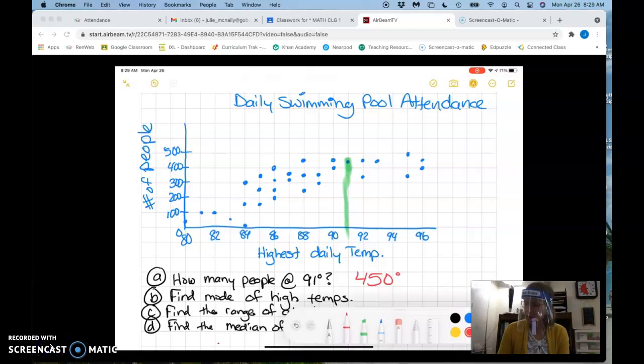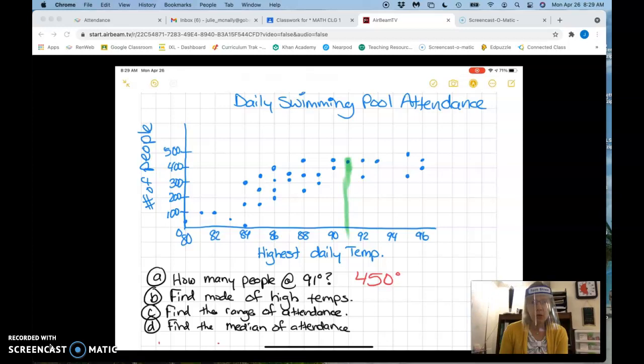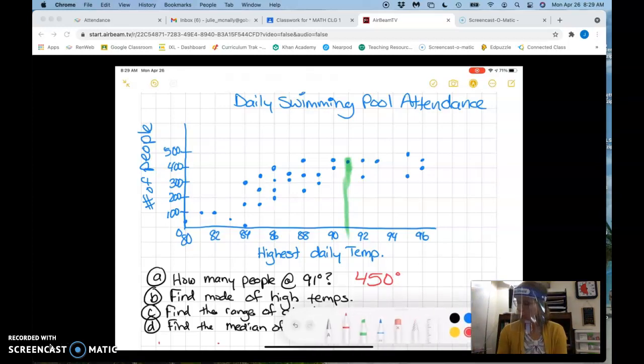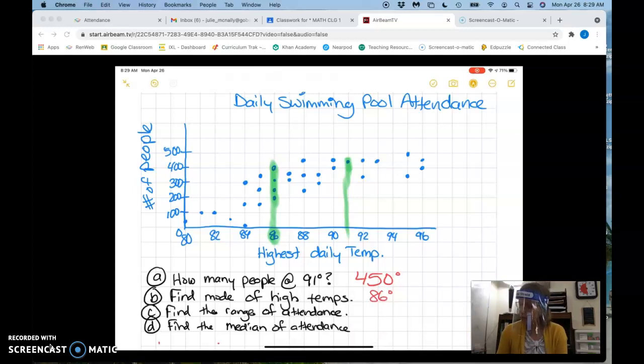All right, so the next one, find the mode of the high temp. So remember, mode is the most. So which temperature do we see the most on our data? Look at the bottom numbers to see which temperature has the most dots. So I see 4 dots right here. So 86 is going to be our mode. And this is not degrees.